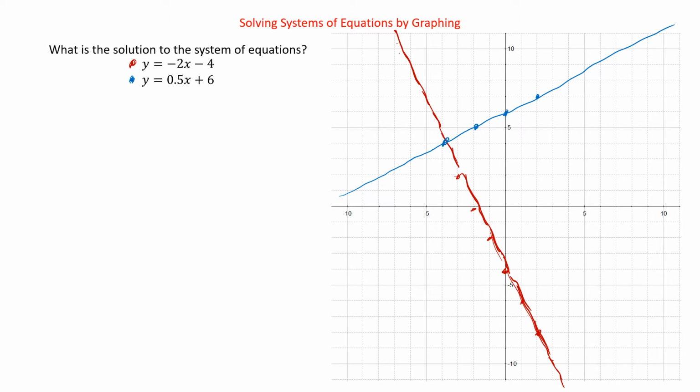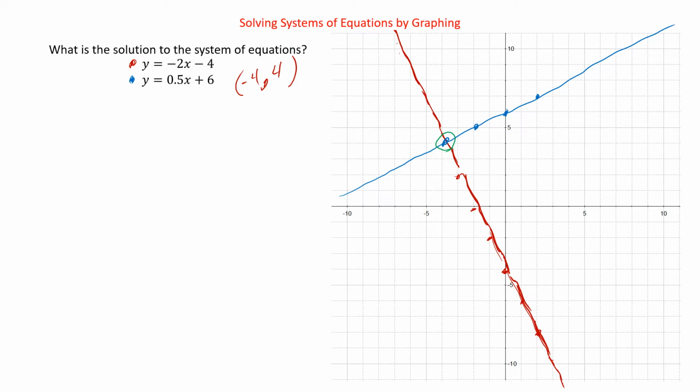So now our solution looks like it's right about there. And what does that point look like? Well, my red line got a little bit off, but that looks a lot like it might be the point negative 4, 4. Looks like the point negative 4, 4.